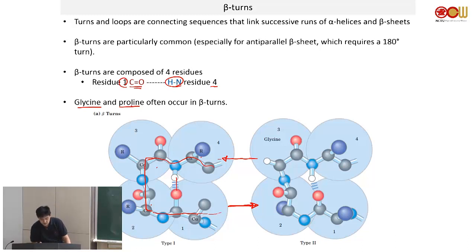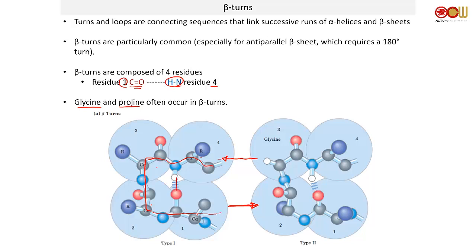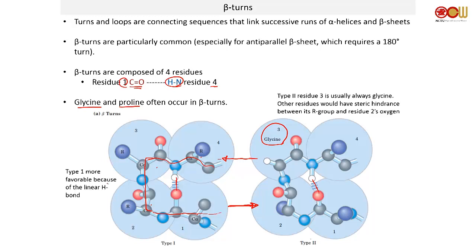Okay, so in beta turns, you have type 1 and type 2. With type 2, what you notice is that the hydrogen bond is again slanted, where in type 1 it is more or less vertical, but it's minor. This is not super important. But in type 2, residue 3 is usually always glycine. These are just two versions of beta turns. The difference is not important at this point, but just so that you know, type 1 is more favorable because you have a linear hydrogen bond. Type 2, residue 3 is usually always glycine.